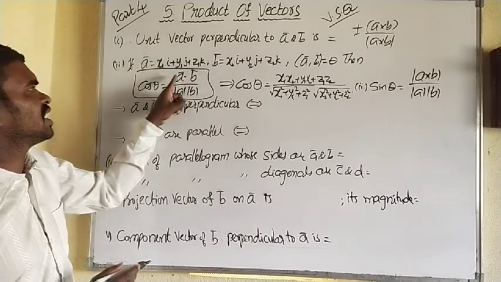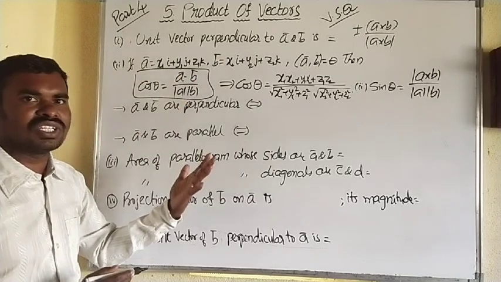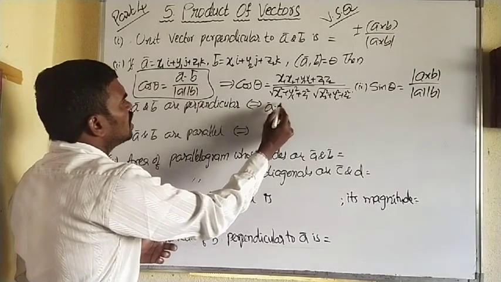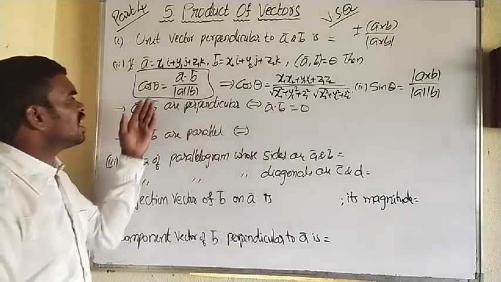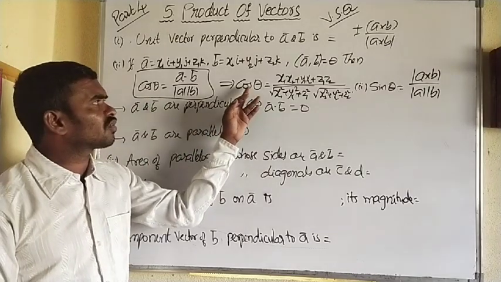Next, if A and B are perpendicular, this is the major formula. Cos theta is A dot B by mod A mod B. If A and B are perpendicular to each other, then what is the condition? Very simple: the dot product A dot B is equal to 0. If A and B are parallel, then what is the condition? Parallel means the angle is 0 or 180.